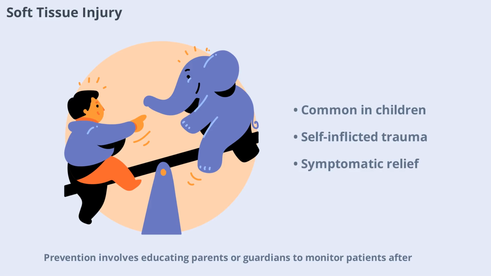Prevention involves educating parents or guardians to monitor patients after treatment and to avoid eating or chewing until sensation returns. If injury occurs, management is usually symptomatic, including analgesics, antibiotics if needed, and topical anesthetics or gels to relieve pain.